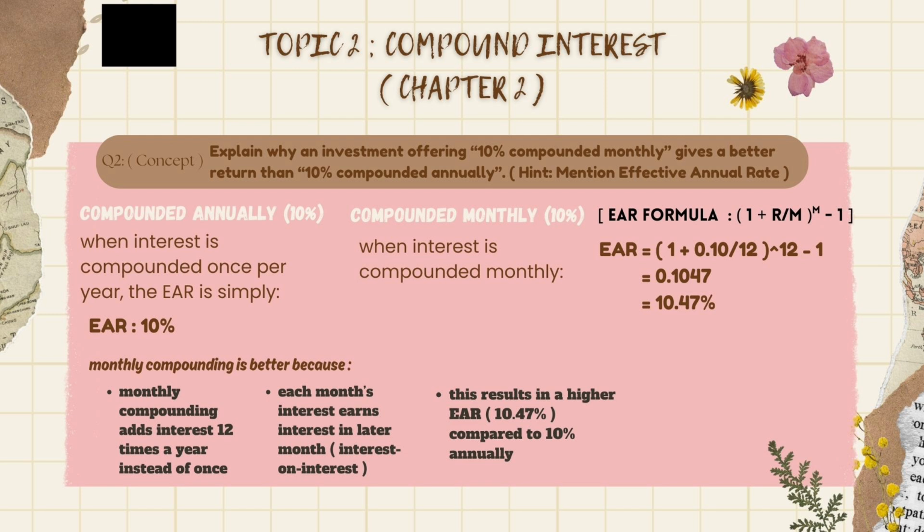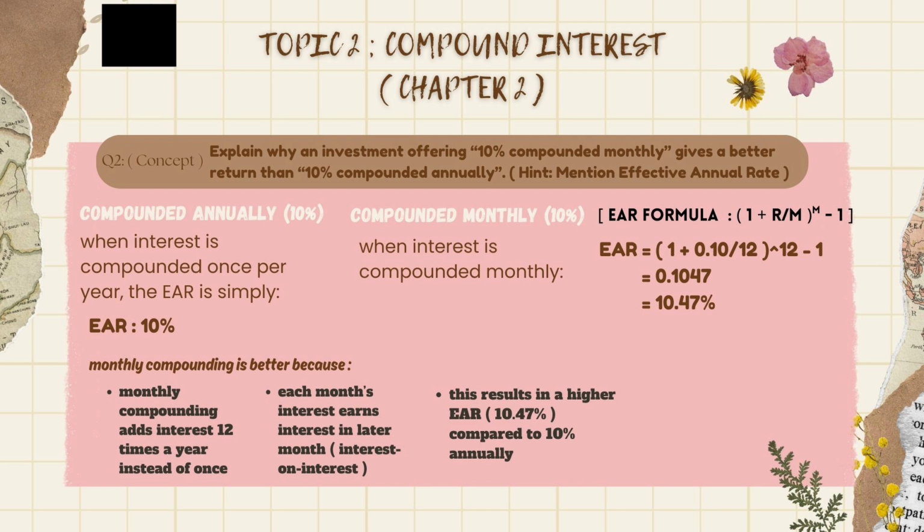So we can conclude that monthly compounding is better because monthly compounding adds interest 12 times a year instead of only once. Also, each month's interest earns interest in later months, which is interest on interest.